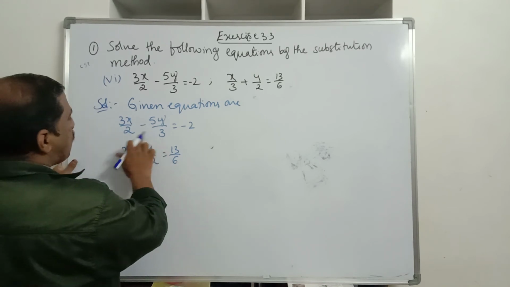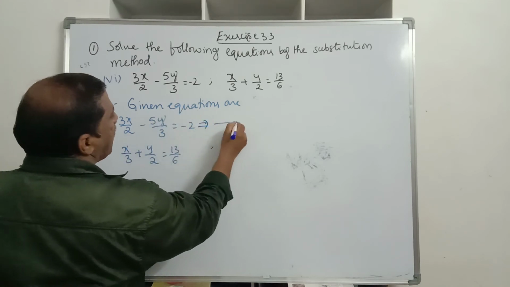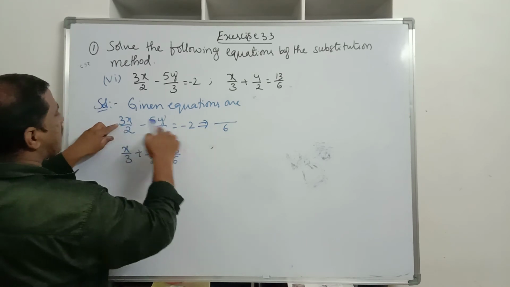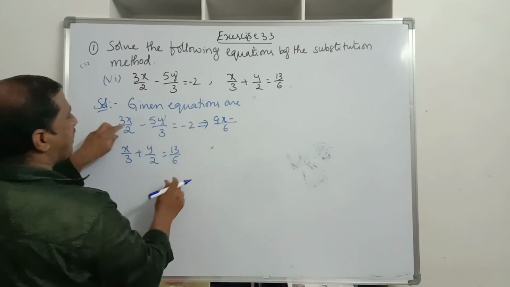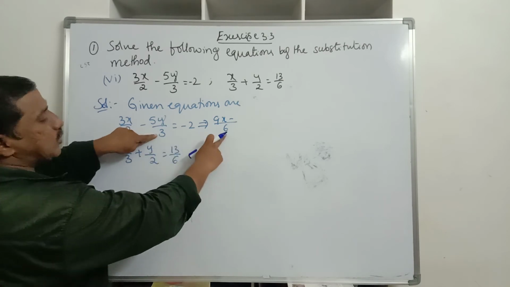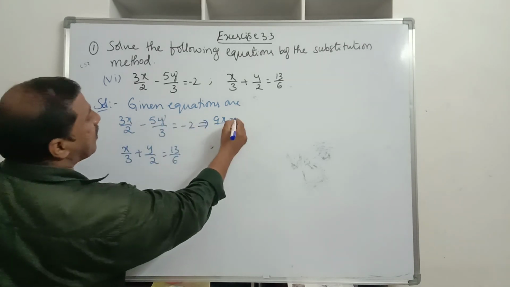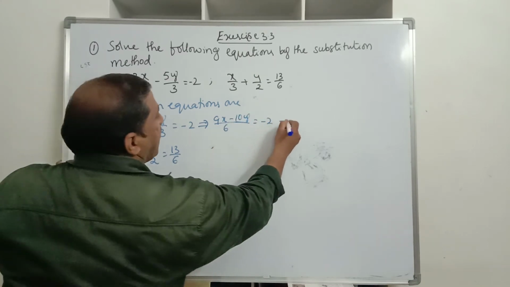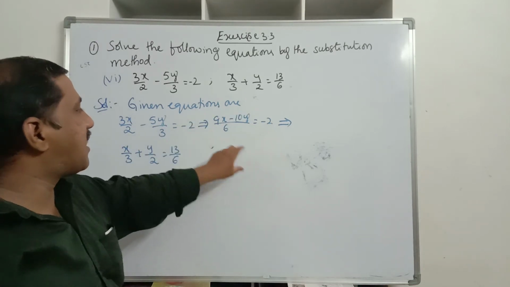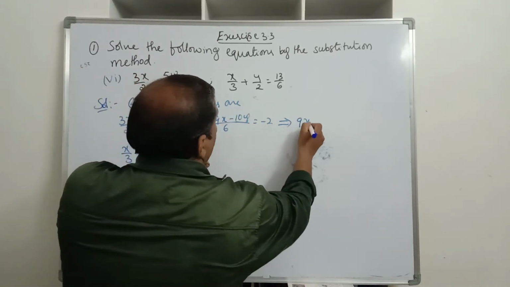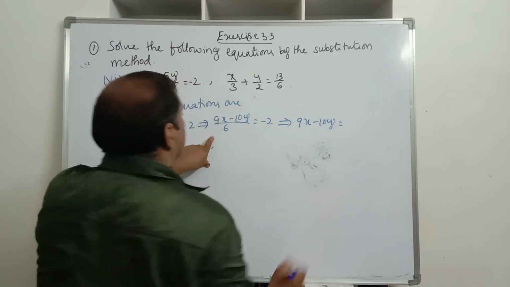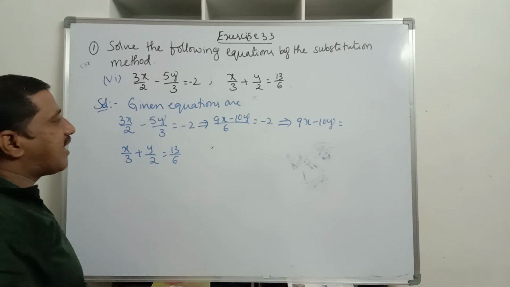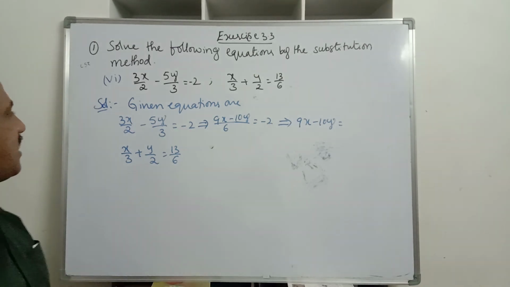So what is the LCM for 2 and 3 from this equation? LCM is 6. Divide 6 with 2, 2 3s are 6, 3 into 3 is 9, so 9x minus. Divide 6 with 3, 3 2s are 6, 2 is the quotient, 2 into 5 is 10, so 10y is equal to minus 2. By cross multiplication, 9x minus 10y is equal to 6 into minus 2, which is minus 12.